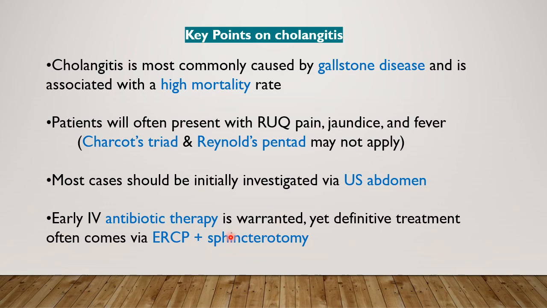Having said all this, now I come to give you the key points or summary of cholangitis. Cholangitis is most commonly caused by gallstone disease and is associated with high mortality. Patients will often present with right upper quadrant pain, jaundice, and fever, the so-called Charcot triad. Most cases should be initially investigated via ultrasound. In fact, all patients should be investigated by ultrasound these days.